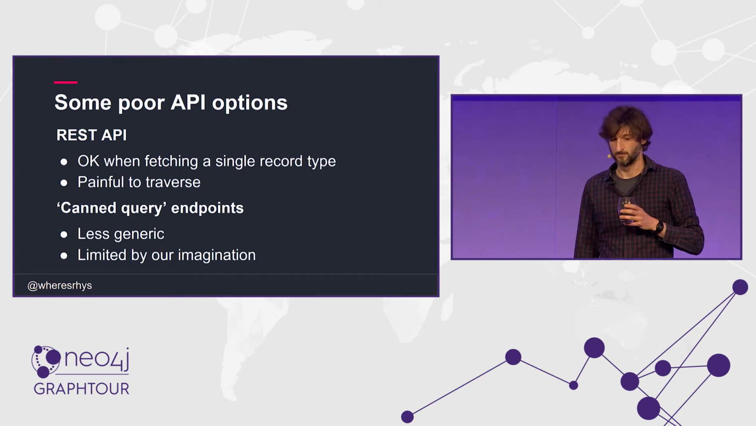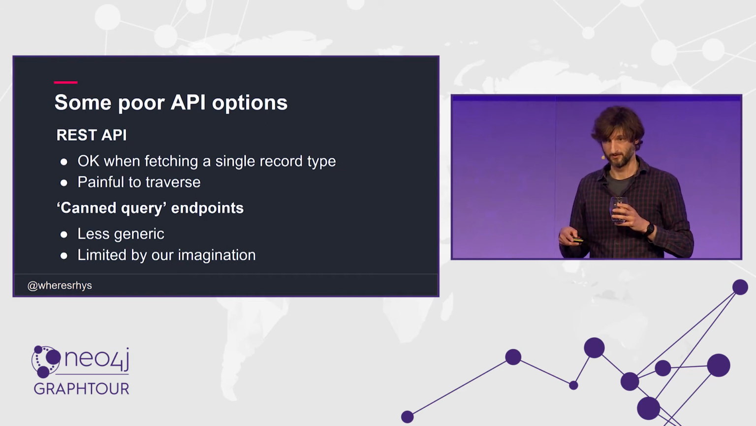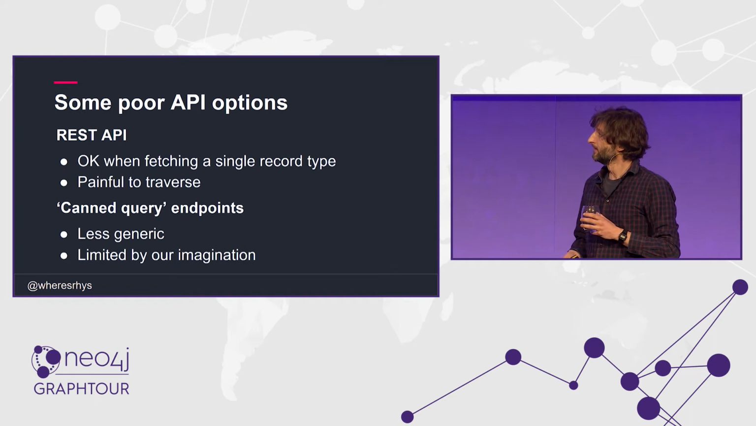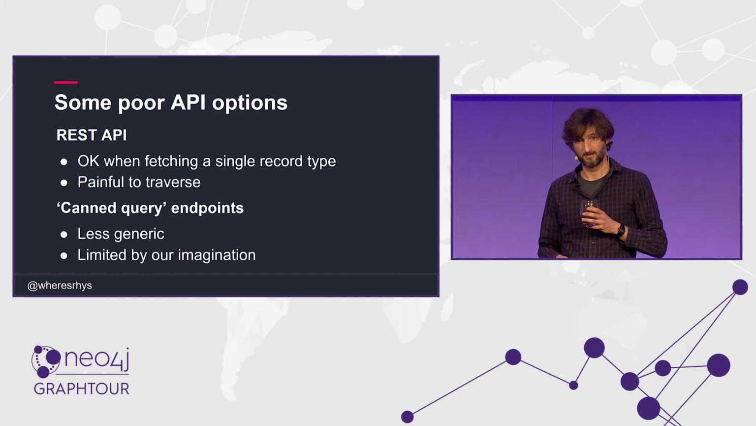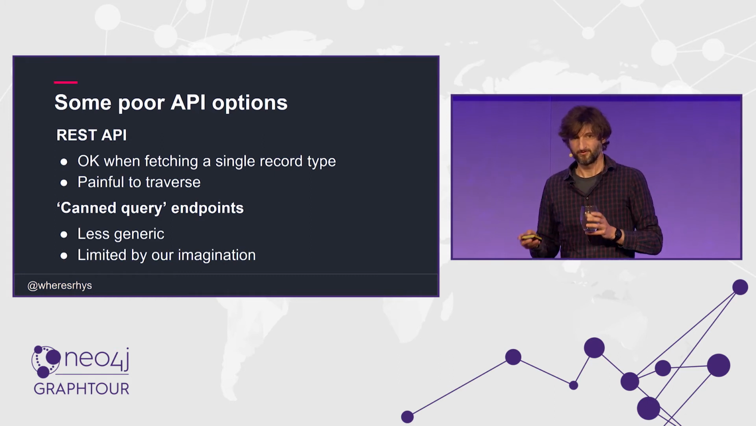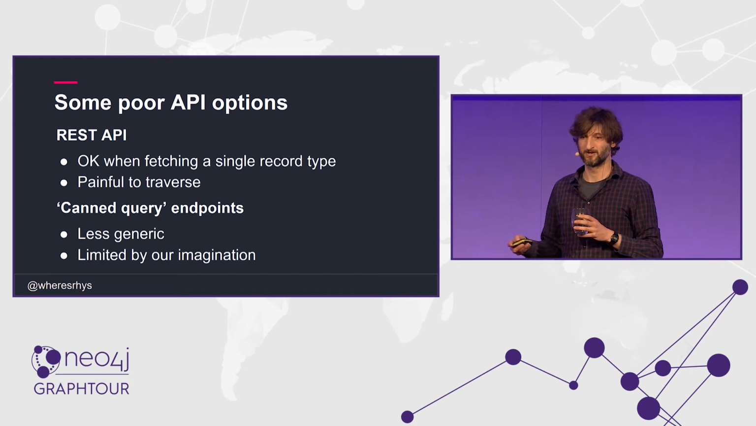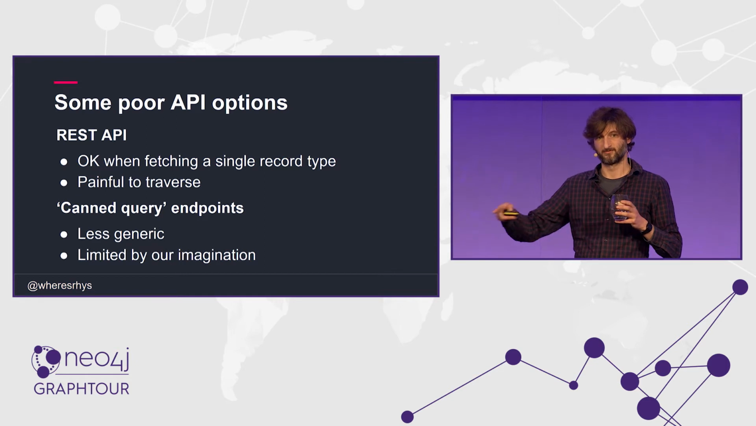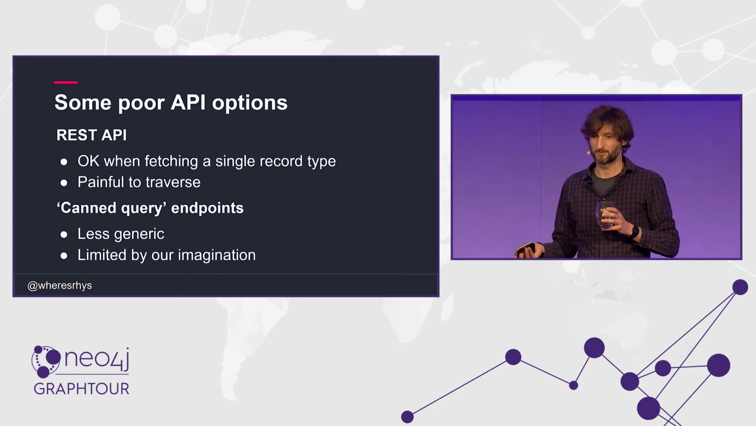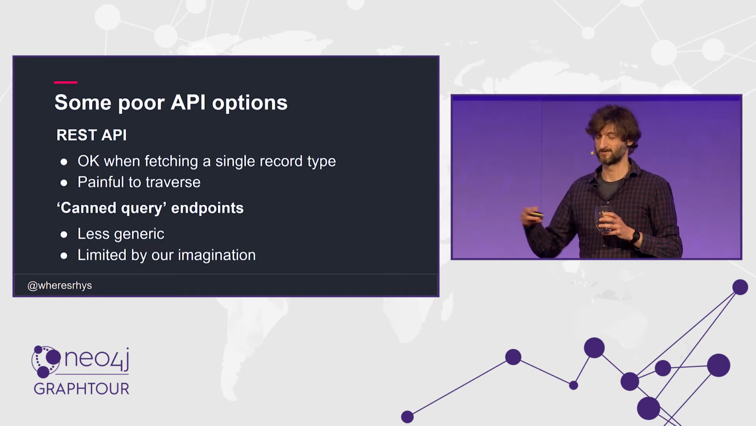So starting from the bottom, we've got the data store. We want some API on top of it. Some options are REST. That's quite a common API paradigm. It's fine when you're interacting with a single record or a list of records of the same type. But once you start traversing records of different types, it becomes quite painful. You have to make lots of requests and glue them together.